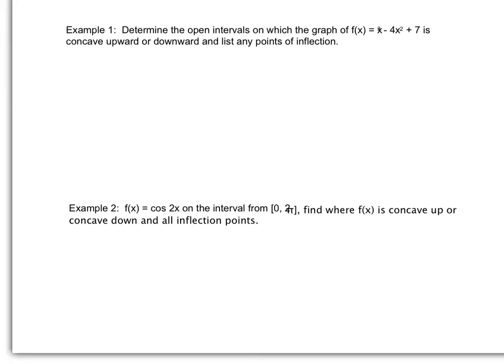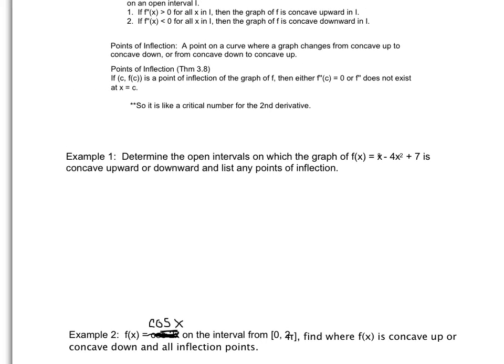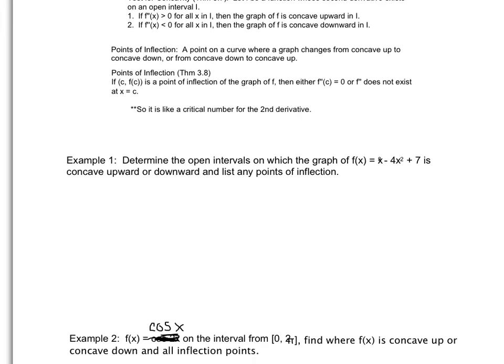So we are going to look at two examples. I am going to change the second one to just be cosine of 2x, and we're going to look at cosine of 2x in class. So the first thing I need to do is find my second derivative because, again, I'm looking at where my second derivative is greater than 0 or less than 0.